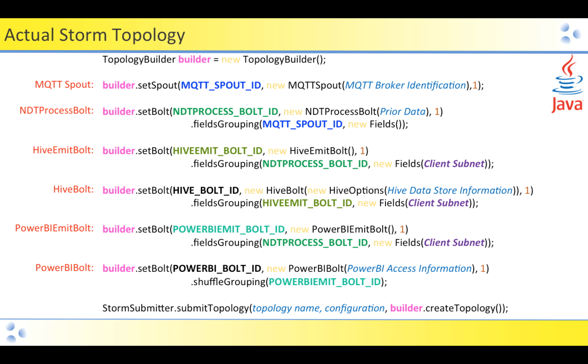Because this is a straightforward system, it's also straightforward to expand on and adjust. If we want to add more capabilities to our system, I just need to come into the topology builder and add those capabilities.